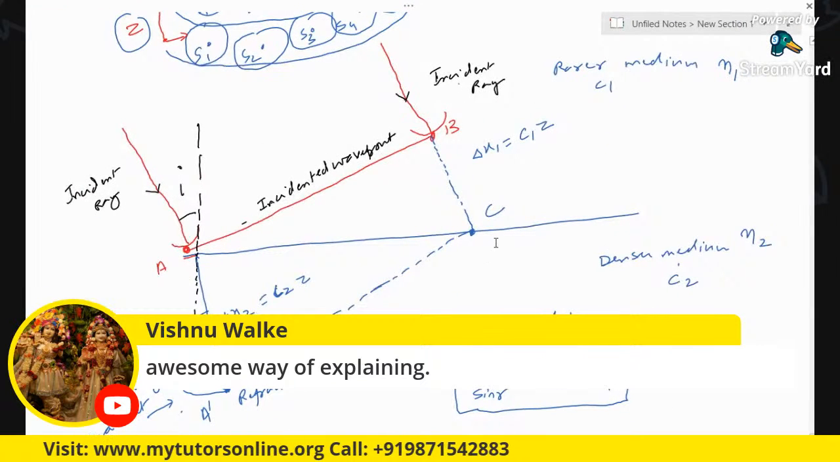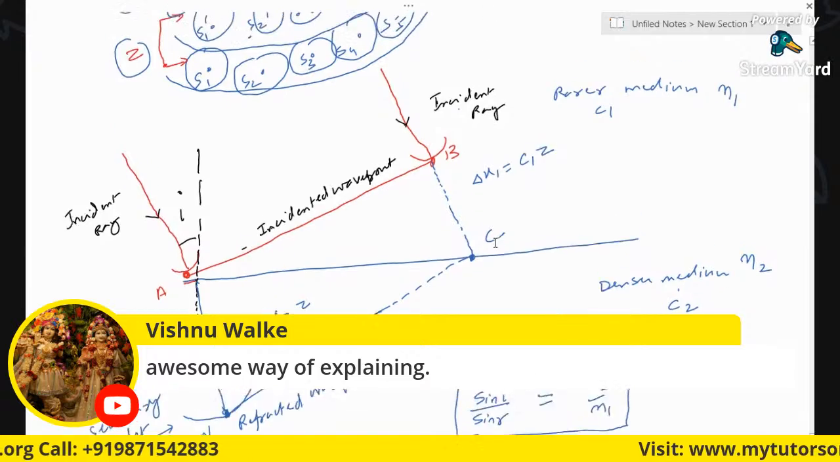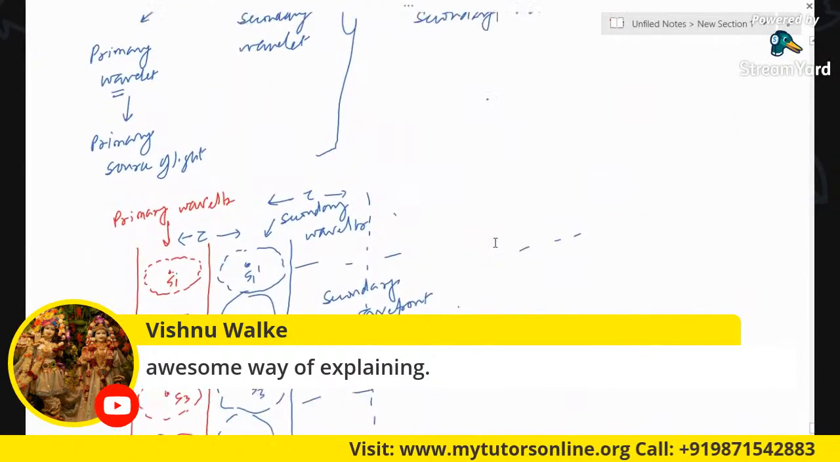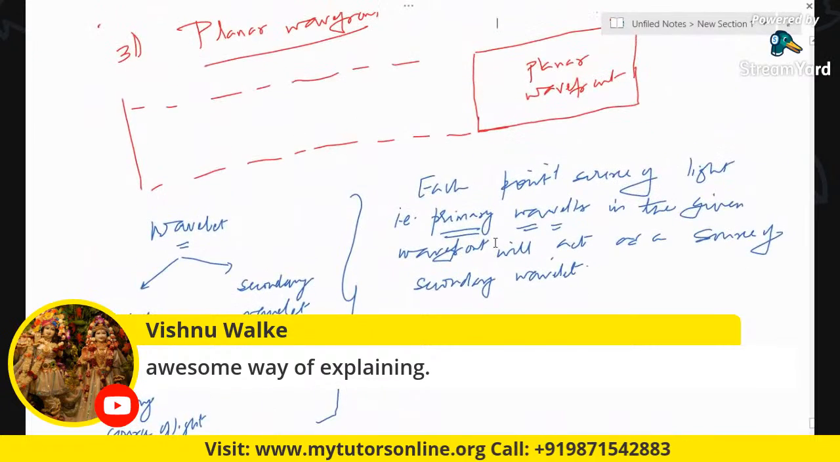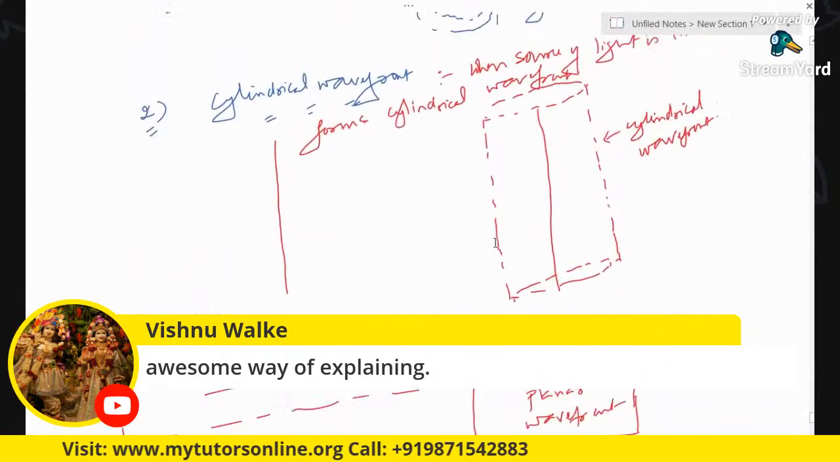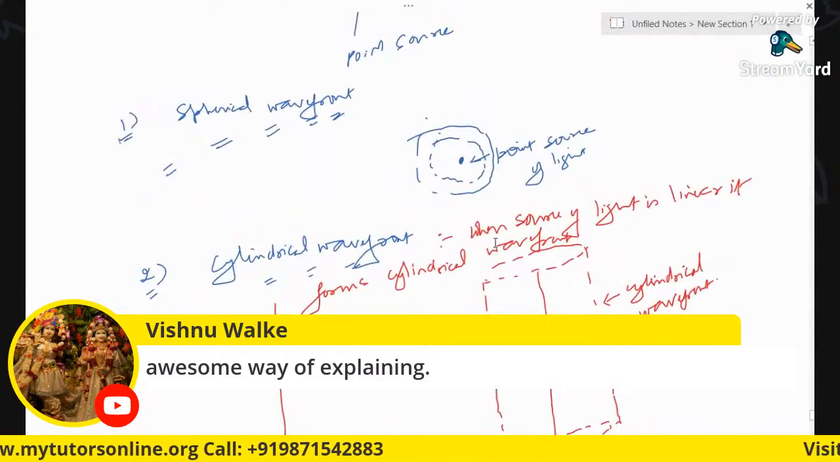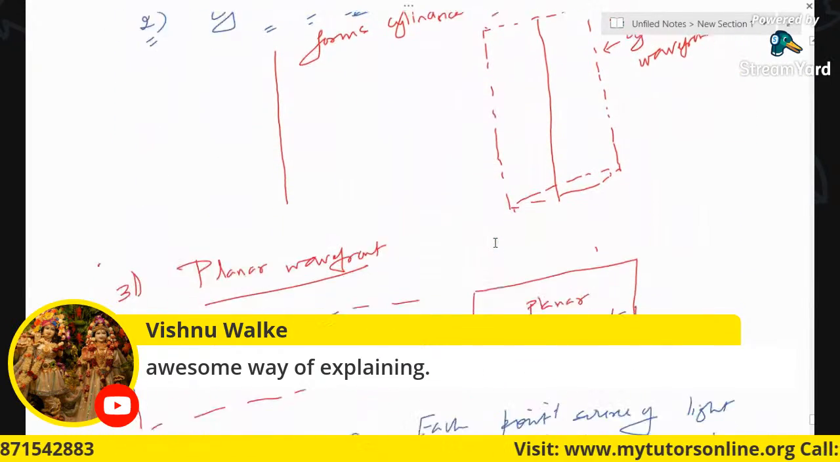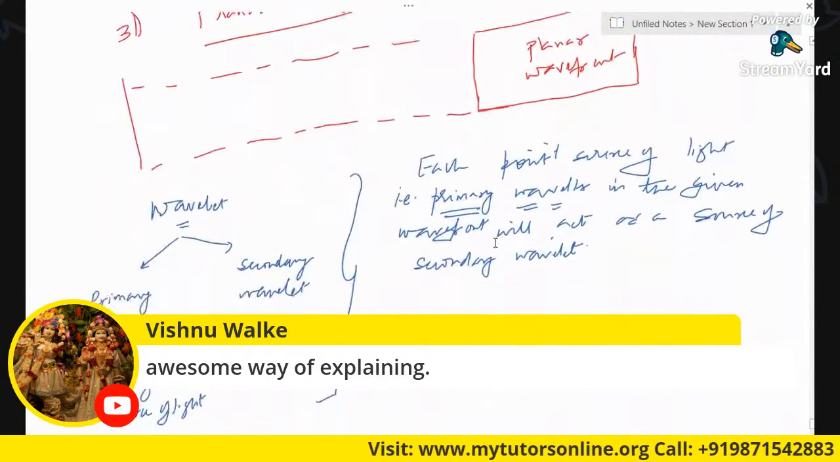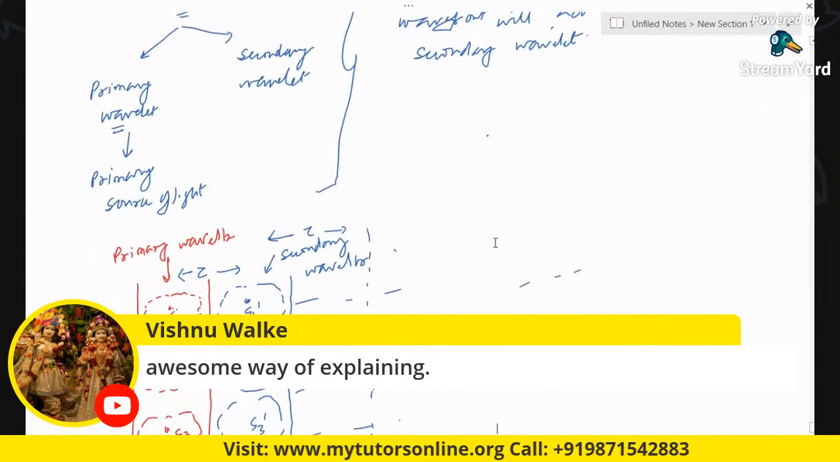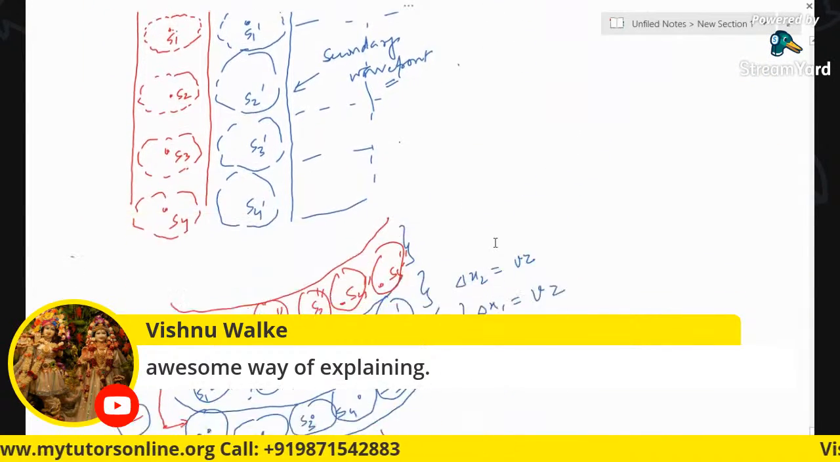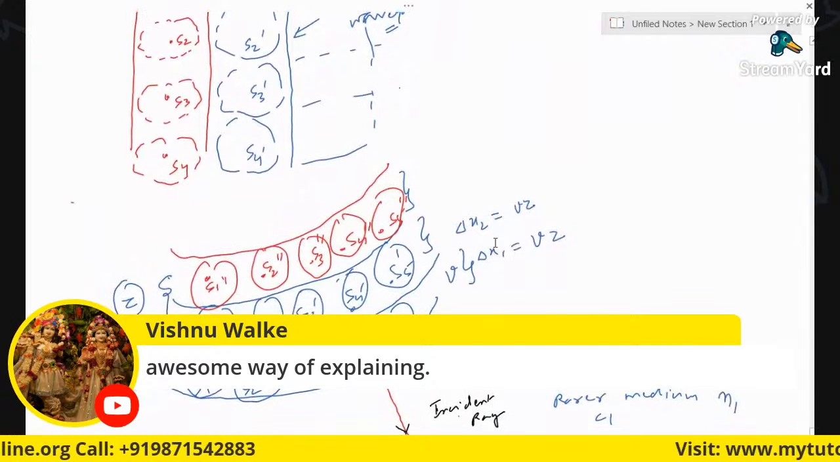All the three wavefronts you have to draw, as I've explained: first the spherical wavefront, then the cylindrical wavefront, and then the planar wavefront. Then the theory of wavelets you have to write. After that, you have to write the propagation theory of light using the primary wavelets and the secondary wavelet principle in the Huygens wave theory.